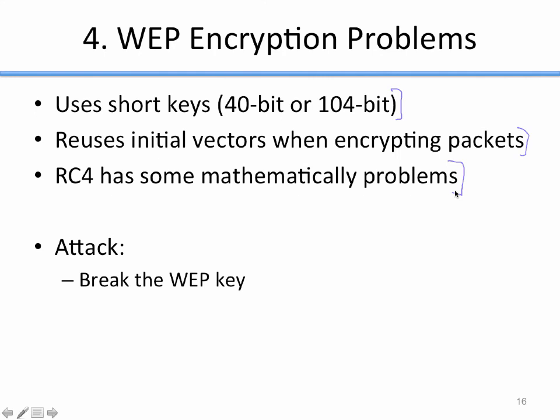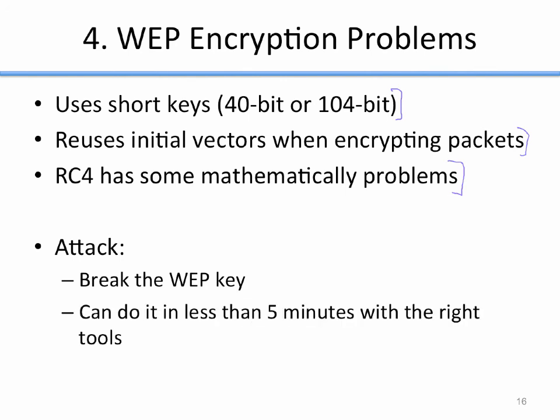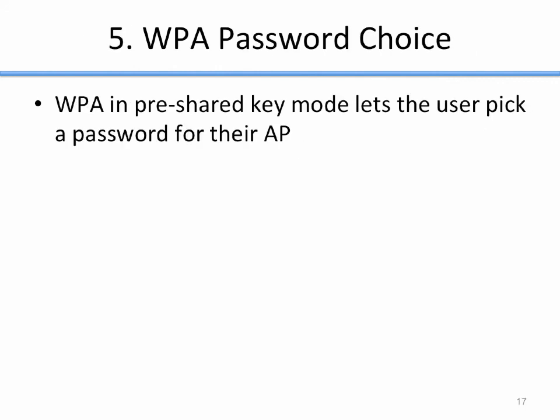So a simple attack is you just break the WEP key. And it's disturbingly easy. In fact, if you have the right tools, you can do it in less than 5 minutes. You can see a network that's encrypted with WEP, and you can break the key and know what it is in less than 5 minutes. It's disturbing, and it's just because WEP has 3 significant errors in its build, and so it's really easy to break.